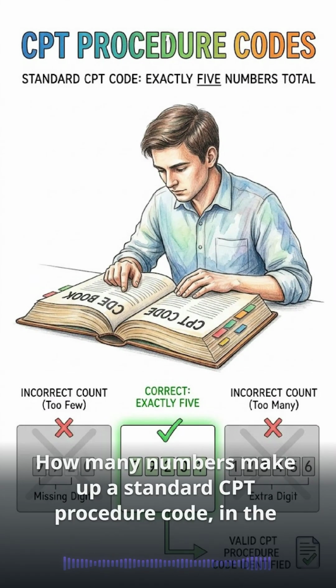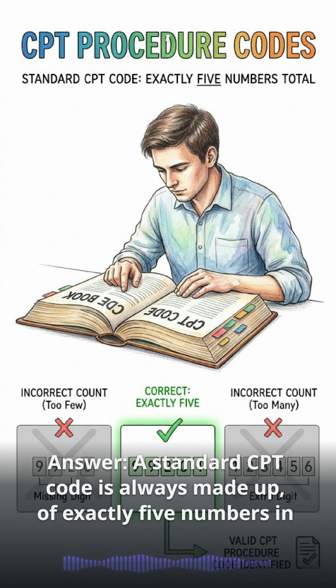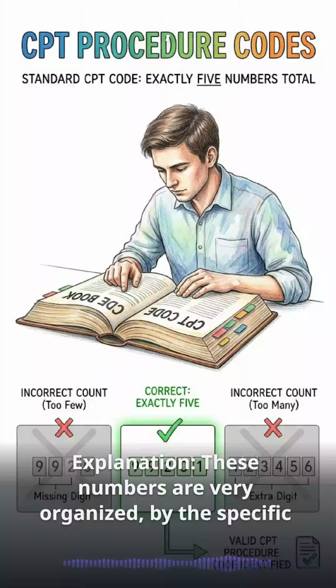30. How many numbers make up a standard CPT procedure code in the coding book? A standard CPT code is always made up of exactly 5 numbers in total. These numbers are very organized by the specific body system and the surgical method.